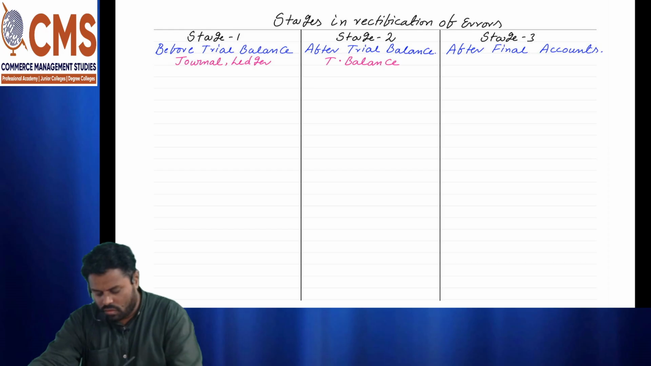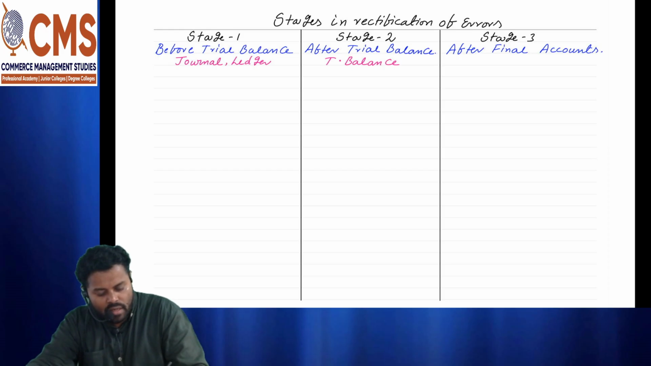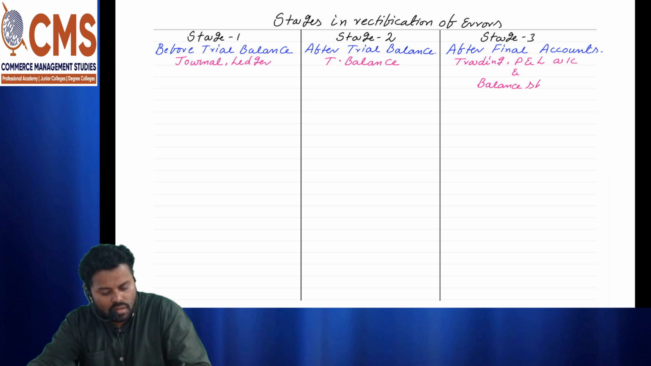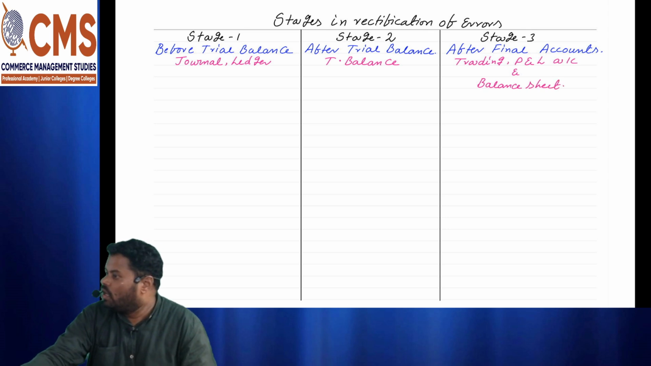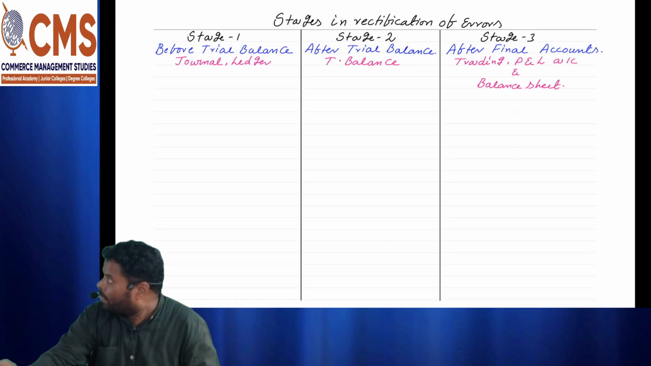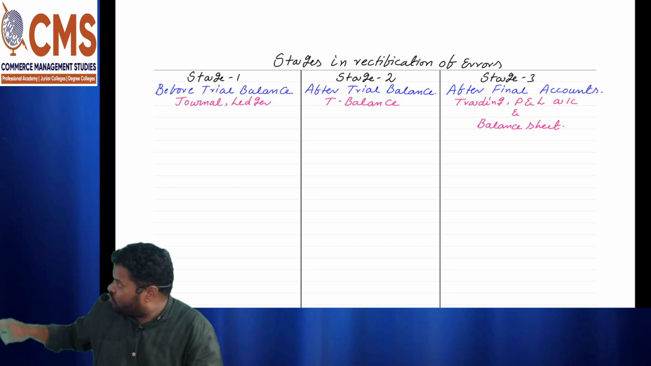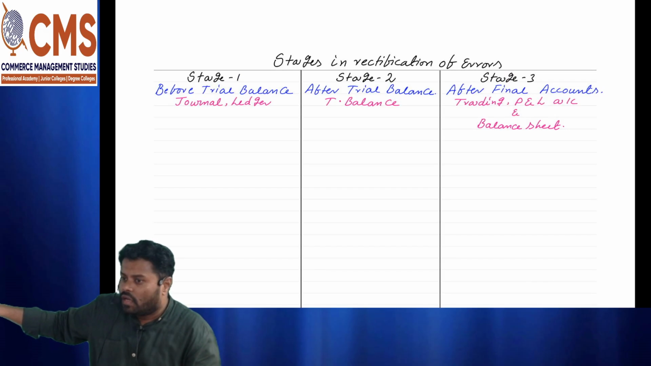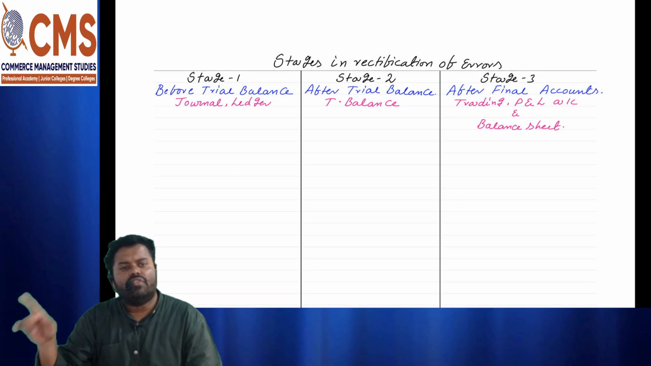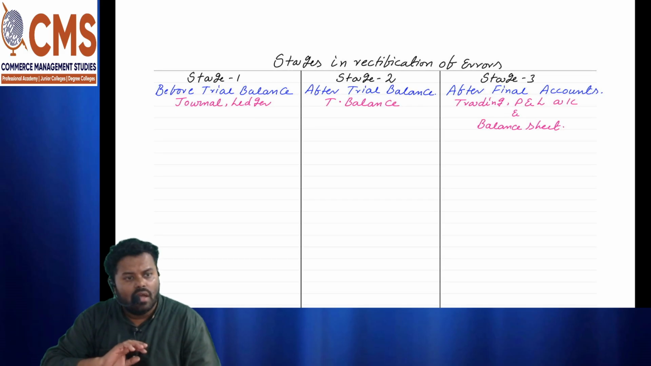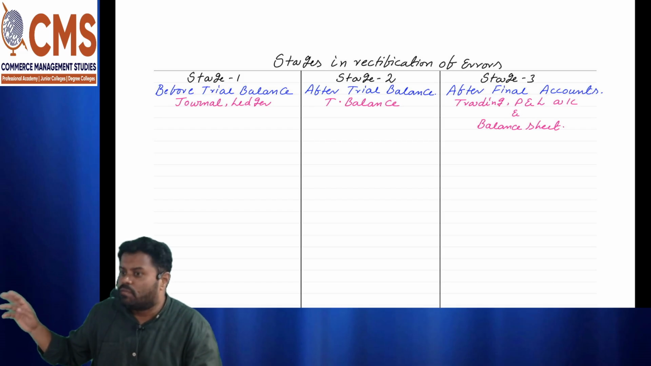So here you are trying to say that you have prepared a trading and profit and loss account, and you have also prepared a balance sheet. Right? This is what we are trying to understand. Now, if an error is identified at the first stage, the procedure will be different. If the same error is identified at the second stage, the procedure of rectification will be different.